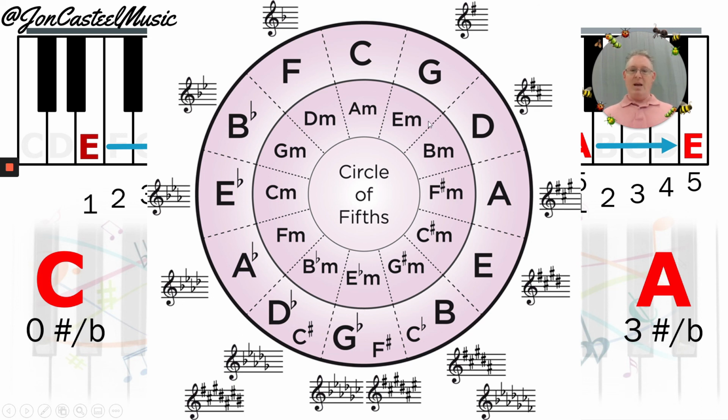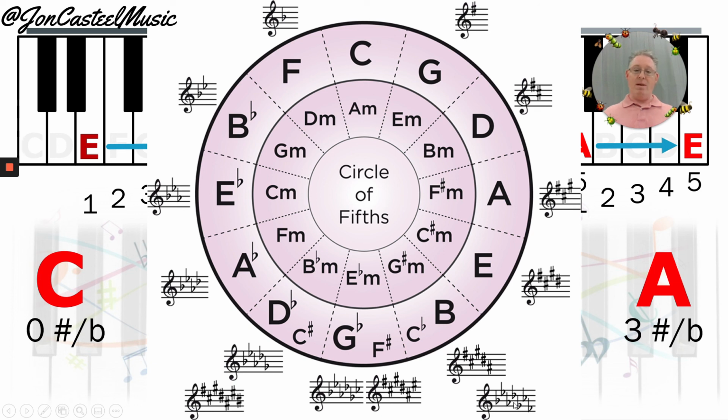And then the flats simply go the opposite direction. From C, if you go backwards to the left 5 notes, you get to the key of F. And it's going to have 1 flat. Another 5 notes away, or 7 semitones, if you count them, you're going to end up on B flat, and it's going to have 2 flats. Then another 7 semitones away is going to be E flat, which will have 3 flats. A flat will have 4 flats. D flat will have 5 flats. G flat will have 6 flats, and then C flat will have 7 flats.